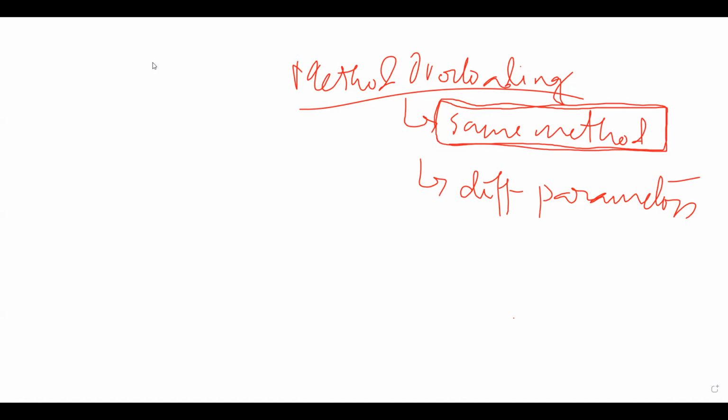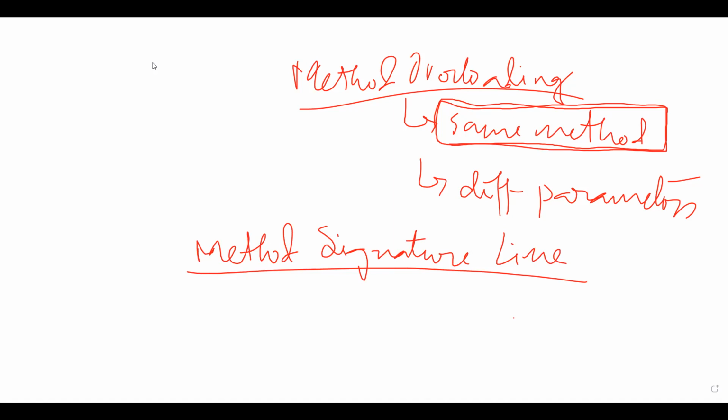Okay, I'll go ahead. So same method. We have a method signature line. Can anyone tell me about method signature line? Have you heard of it? Yes or no? Yes. So what is signature? If I sign my name, this is my signature, right? That means I am carrying my identity. This is the signature, correct?